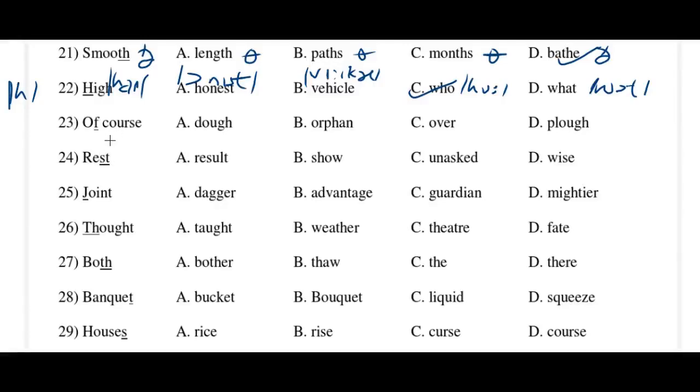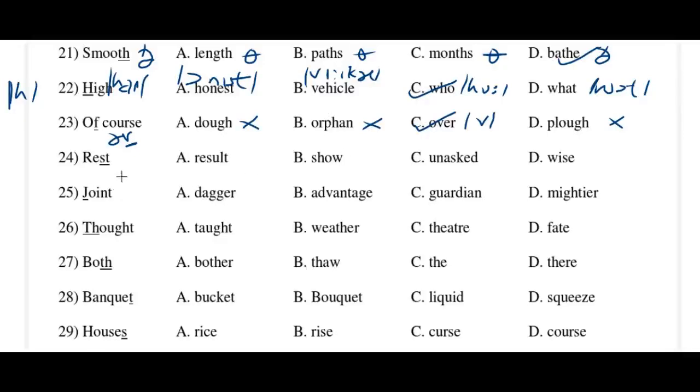23, of course. This f underlined in OF is v, of, v. So option A, we have dough. Option B, we have often. Option C, we have hover, v. And option D, we have plow. So the correct answer is option C, hover. It contains the same v as in of.